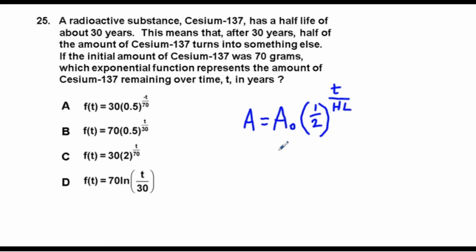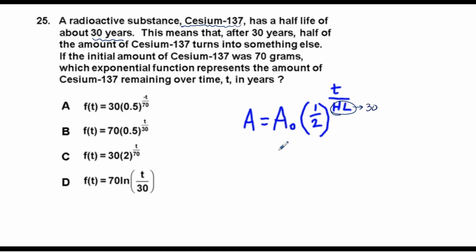Next question. Now, the next question is about a radioactive substance, cesium-137. I told you that whenever they give you any element or isotope name with the atomic number, you ignore those numbers. It has nothing to do with our answer. Okay, it has a half-life of 30 years. Now, what is this 30 years? Of course, it is the half-life, right? So, HL will be 30 years.